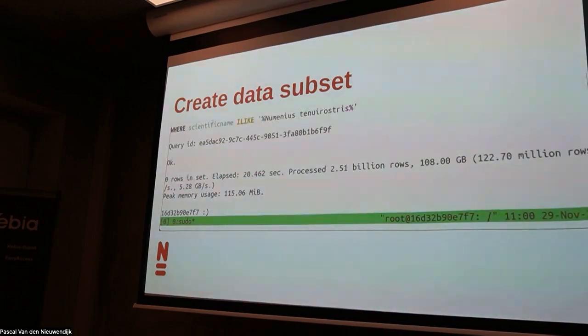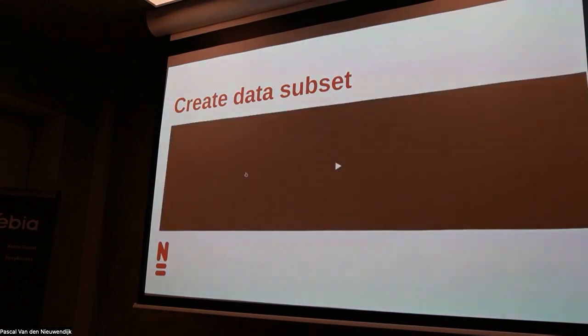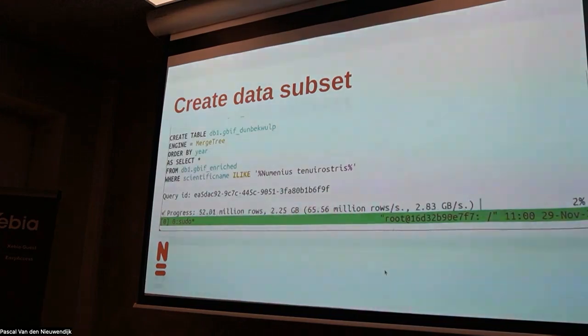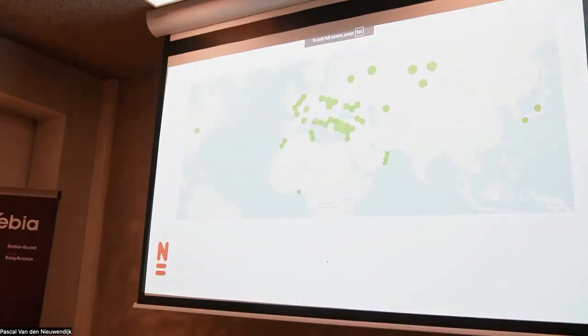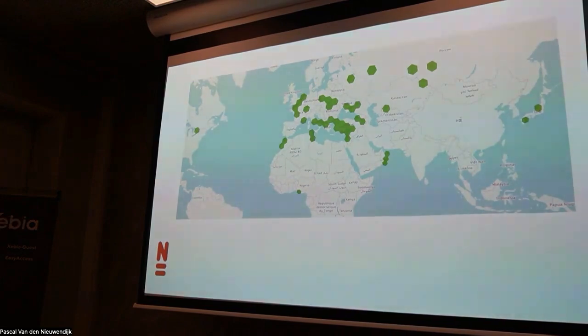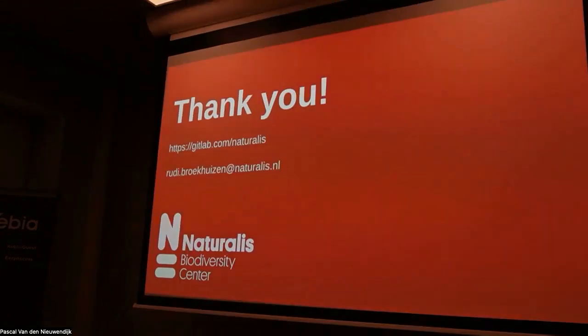So this is running at like 122 million rows per second, as you can see here. So within 20 seconds, it went through the 3 billion records to create a subset, and then using that subset, you can do the same thing as you've seen before. You can plot the areas where this bird was found between 1835 and like 1995, because that was the last year that bird was seen in the wild. I found this. This is the last picture of the Dundalk wilp. So, that's it.